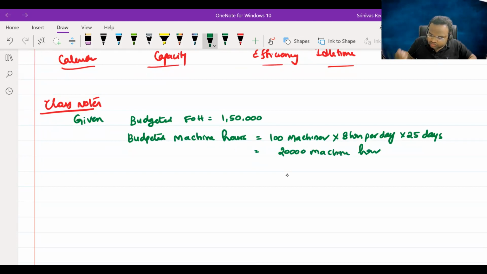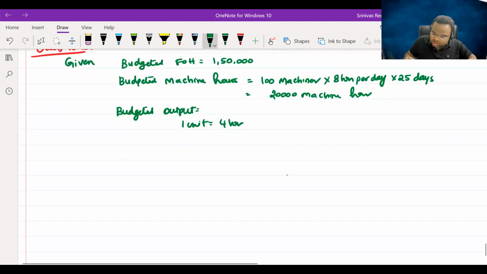Budget output. Sir, 1 unit needs how many standard hours? 4 hours. Now, how many hours am I having available? 20,000 machine hours. Budget output is 20,000 divided by 4 hours, which is 5,000 units.